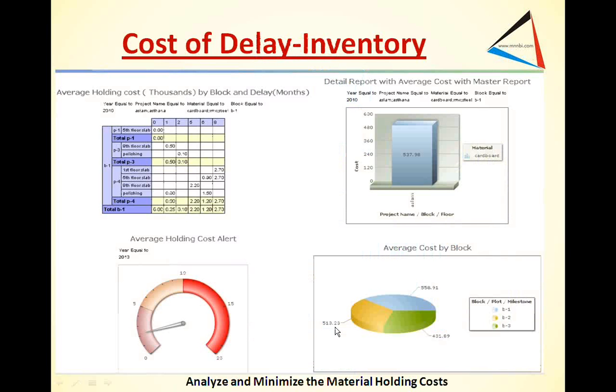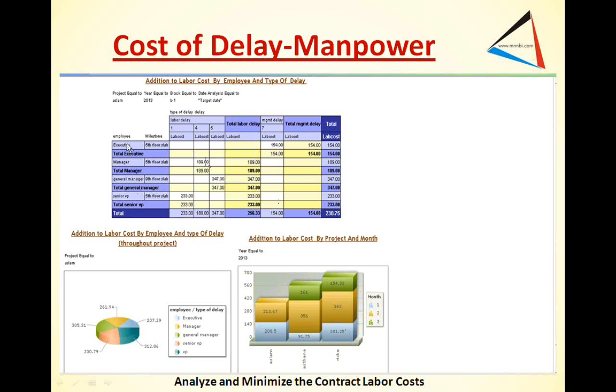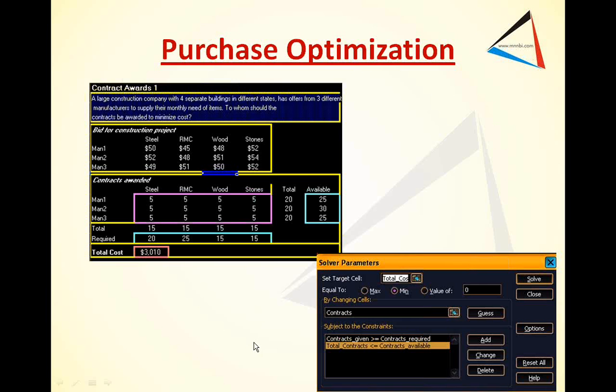Then understand the manpower and the material impact. So you look at the average holding cost per block, plot, and the milestone. This is the total number of weeks of delays. This is the holding cost, and then this is the interest cost, and this is the actual cost by project, by block, by floor. This is the average holding cost alert, and this is the average cost per block. Similarly is the case with the manpower. You have employee, milestone, the labor, and this is the total cost, and this is the addition by employee and the type of delay.